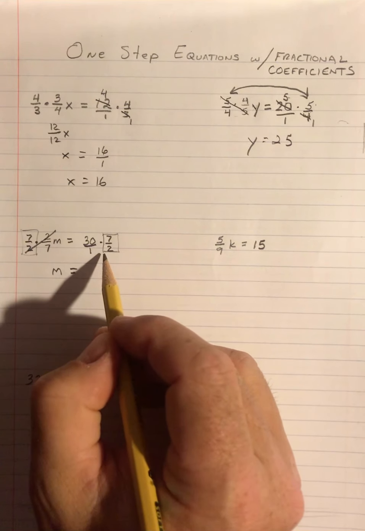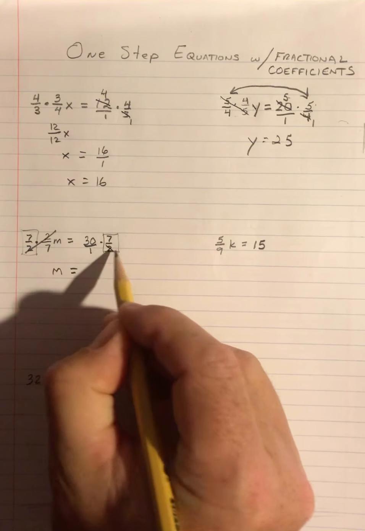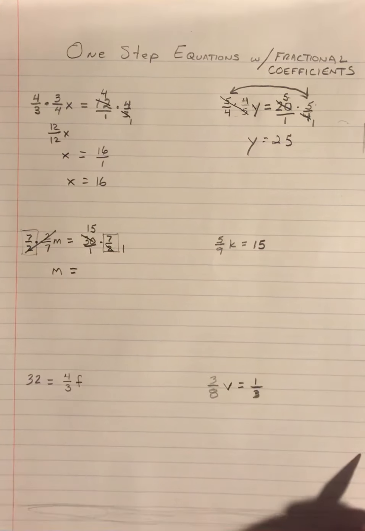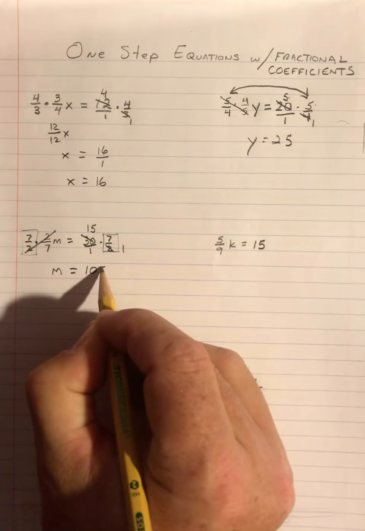And let's see, before I do anything here, I'm going to simplify a little bit. 2 goes into that once. 2 goes into that 15 times. And 15 times 7 is 105.